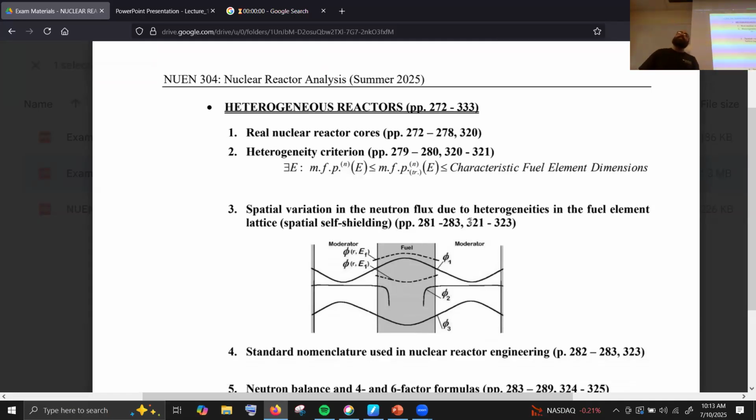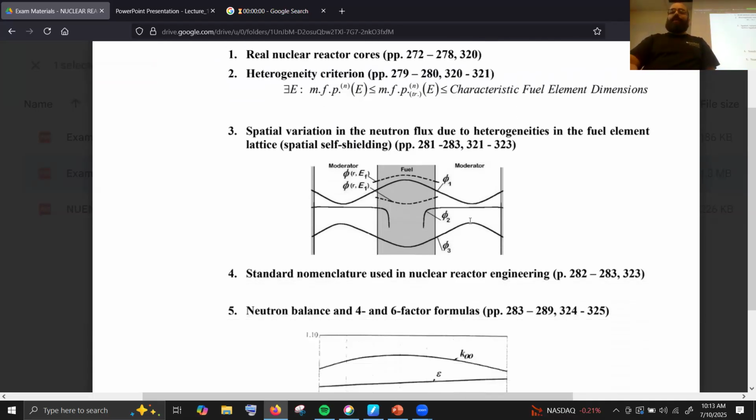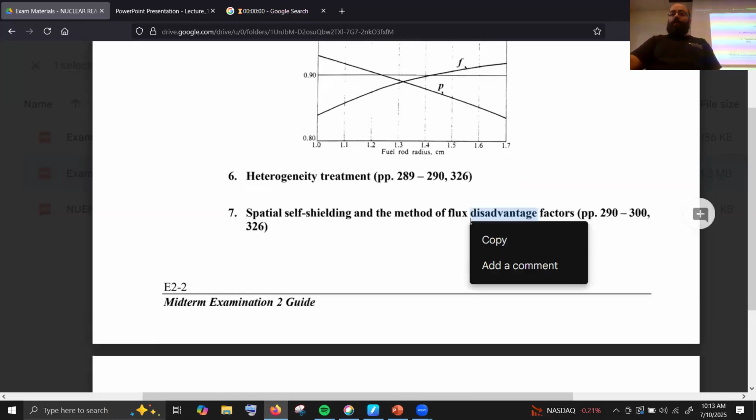So this review continues in chapter 5. That was where we talked about heterogeneous systems and the discussion of what properties of the system make us have to consider it as a heterogeneous system, or as a homogeneous system. That was the main scope of chapter 5. We talked about the six factor formula, and how some of those terms are going to be larger or smaller depending on if a configuration is heterogeneous or homogeneous. Those are things that we would want to know about.